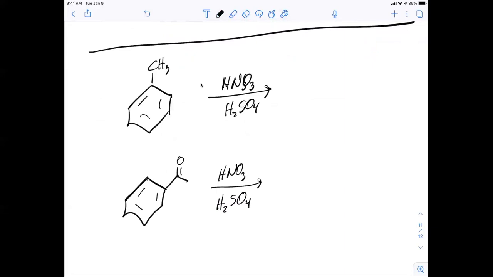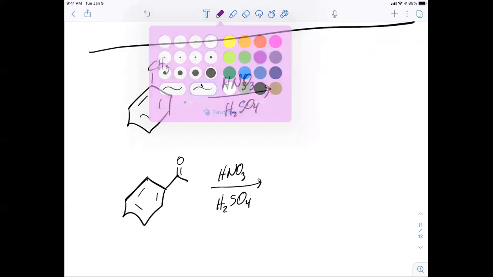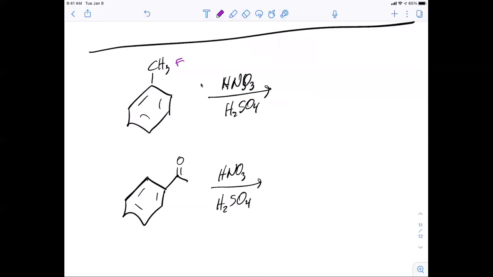Both of these are nitrations. Both are going to add NO2. In this case, I have a methyl group, which is an alkyl group. Those are orthopara directors. So therefore, my products are going to be ortho and para.